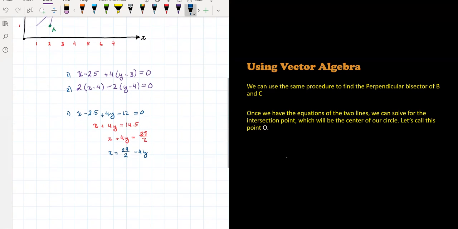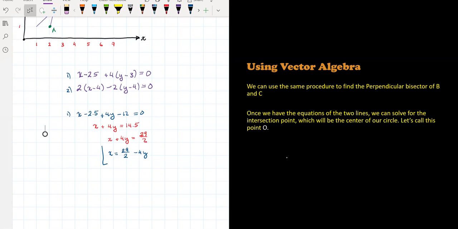Okay, now I'll put that in a box. What I want to do first is simplify equation 2, and then make the substitution. If I clean up equation 2, I get 2x - 8 - 2y + 8 = 0. Interesting. Oh, the 8s cancel. So we get 2x - 2y = 0.